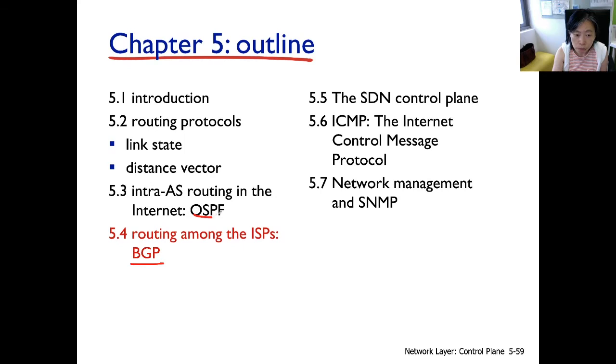OSPF, RIP, EIGRP, those are the intra-AS routing. So those run on the regular routers, okay, within an AS. Now, the network admin gets to choose one intra-AS routing protocol versus another, okay, as long as all the routers within the AS run the same routing protocol.